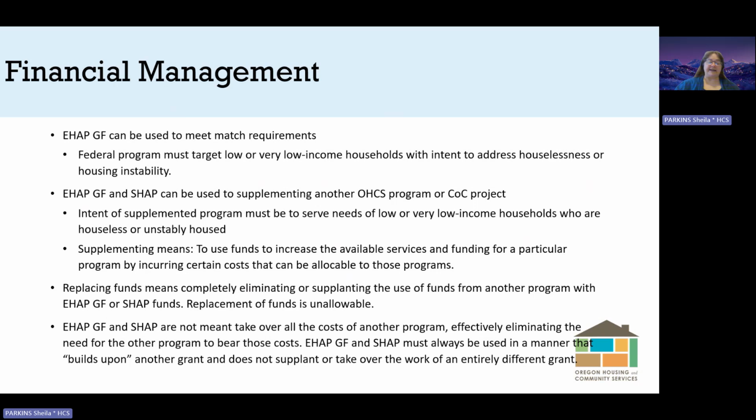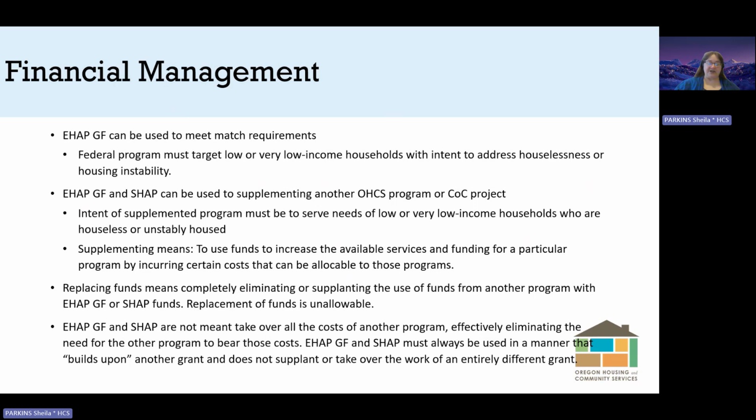Replacing funds means completely eliminating or supplanting the use of funds from another program with EHAP or SHAP, and replacement of funds is unallowable. EHAP General Funds and SHAP are not meant to take over all the costs of another program, effectively eliminating the need for the other program to bear those costs. EHAP General Fund and SHAP must always be used in a manner that builds upon another grant and does not supplant or take over the work of an entirely different grant.